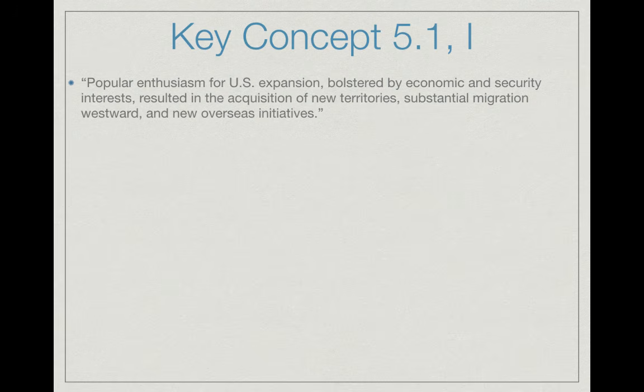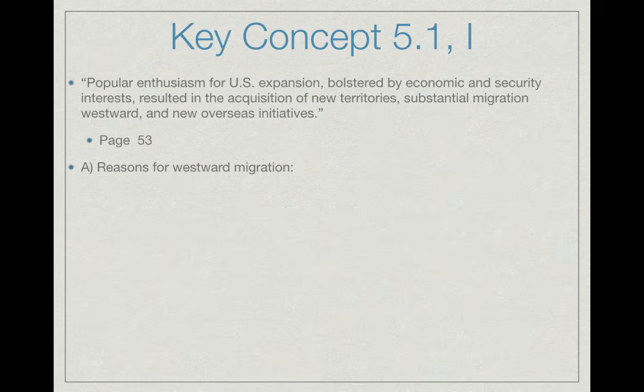All right, let's take a look at Roman numeral 1. It states popular enthusiasm for U.S. expansion, bolstered by economic and security interest, resulted in the acquisition of new territories, substantial migration westward, and new overseas initiatives. So not only is the U.S. expanding within the present-day continental United States, they also are expanding beyond its borders.